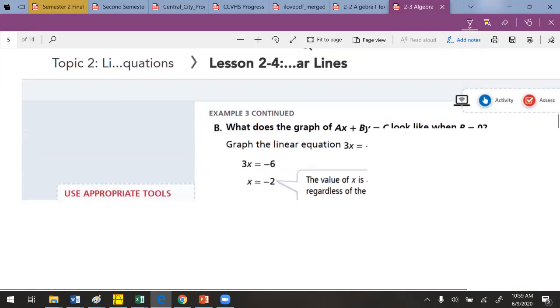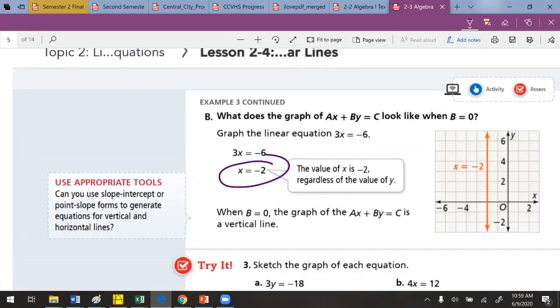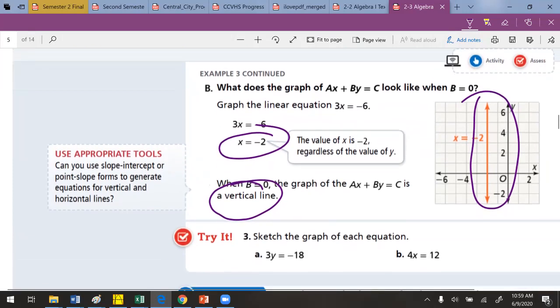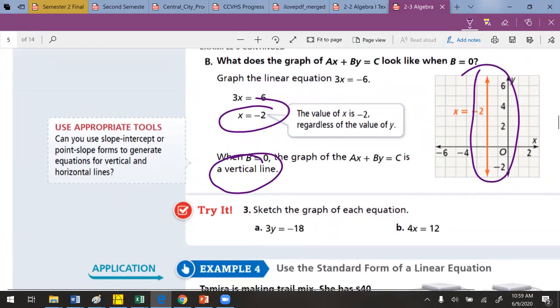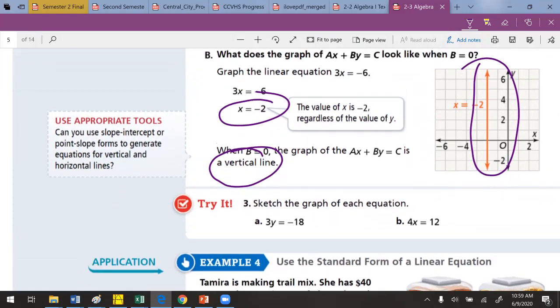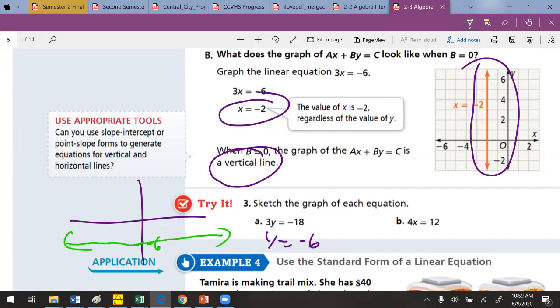Let's talk about vertical though, okay? When x is by itself, your line is vertical. Okay, let's get these real quick. Let's get y by itself for this one. y equals -6. Let's graph that line. Okay, I'm going to graph that in a different color. Here's -6 crossing along the y-axis. It's horizontal. Bing, bang, boom, you're good.